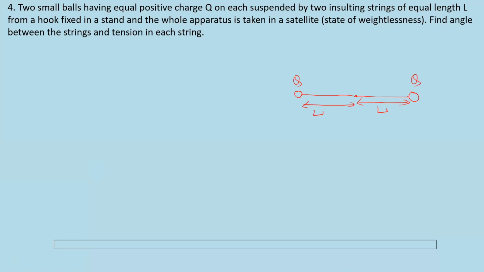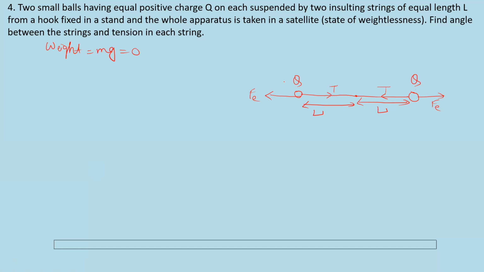So there is a hook. You can just think that there is a hook here. I'm just drawing it straight because of the electrostatic force of repulsion. This charge Q and this charge Q will experience an electrostatic force of repulsion, on this side and on this side, and the tension T will be along this side. The entire situation is in a state of weightlessness, so we will write the weight first: the weight mg is equal to 0.